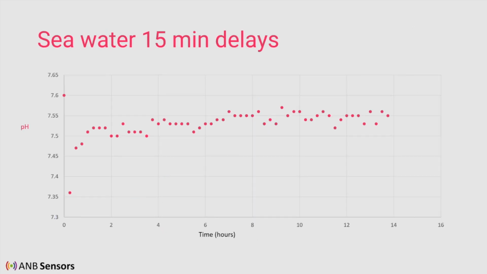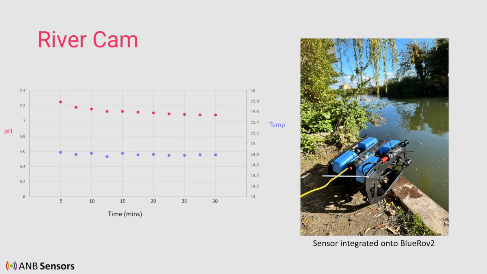We have a customer who's trialing the version 10. This is only a short period of time, but they deployed it on an ocean setting for a period of 14 hours on a 15-minute delay, and we're getting much improved stability across that pH range. The sensor can be easily deployed onto various vehicles and telemetry units. If you saw our webinar earlier in the year, we highlighted some of those deployments. This is purely showing that we've attached the sensor to an ROV and placed it in the River Cam, or the local Cambridge River, and swam it around in the river for a period of time.